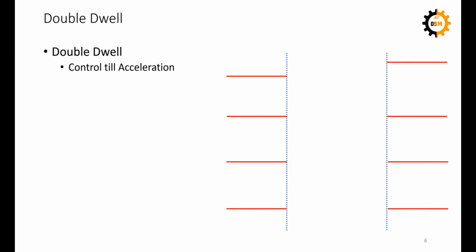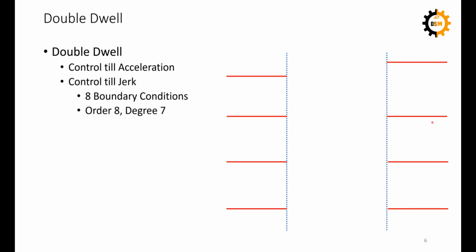Now, if you say that you don't want to keep the control till acceleration, and you want to further control it till jerk, then you will have 2 more additional boundary conditions. So it will give you 8 boundary conditions in total, 4 for the left dwell and 4 for the right dwell. 8 boundary conditions means a polynomial of order 8 and degree 7. As I told, the degree will be 1 less than the number of boundary conditions. So you will insert these boundary conditions into the general polynomial functions for displacement, velocity, acceleration, and jerk, and you will find the values of the 8 unknown coefficients.